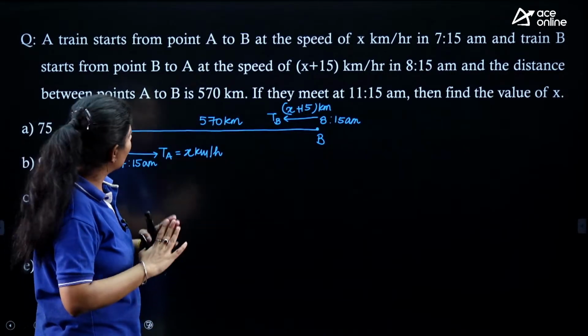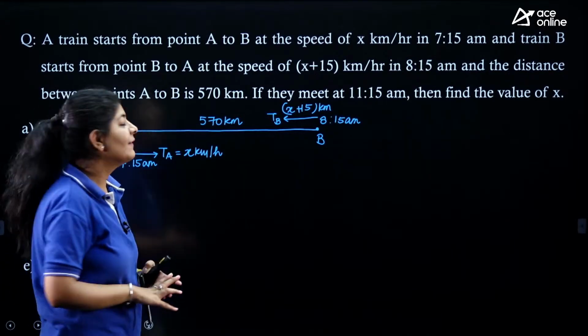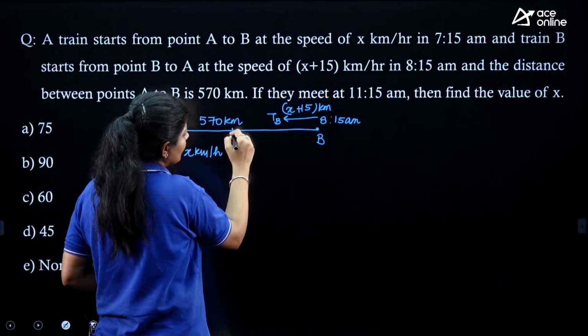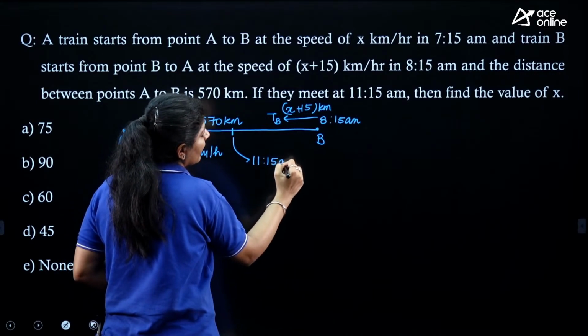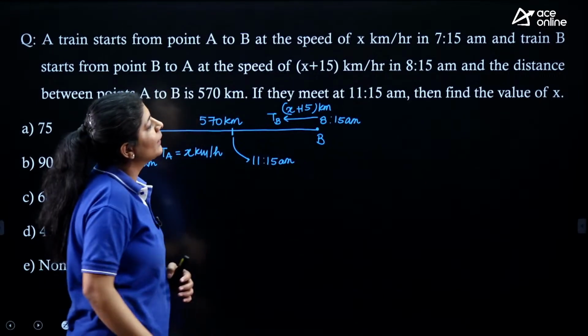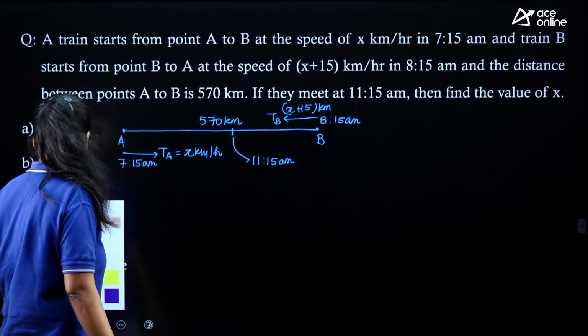But the question is also saying that both of these trains met at 11:15. Let's suppose they met at this point at 11:15 am. Now with this data, we need to find out the value of x. So how are we going to do that?